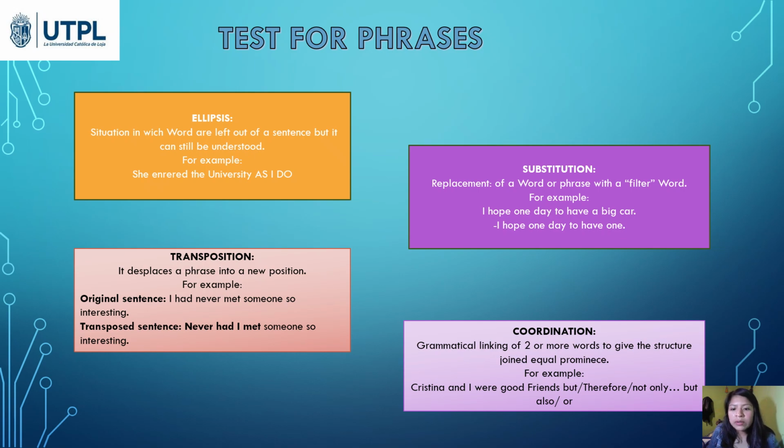And the last one is coordination. It refers to the grammatical linking of two or more words to give joint equal prominence. For example, Christina and I were good friends. In this sentence, we can use but, therefore, none, also, or.